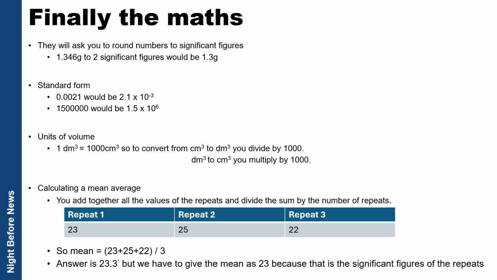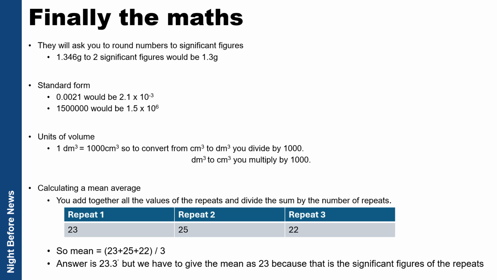Finally, the maths components for chemistry paper 1. Again, they might ask you about significant figures. So this is a different example. Here we've got 1.346 and we're being asked to do it to 2 significant figures. So 1 is significant and therefore the 3 in 0.3 is our second significant figure. So we look to the right of that and we've got a 4. Well, that's lower than 5. So we round down. So our value is going to be 1.3 grams.